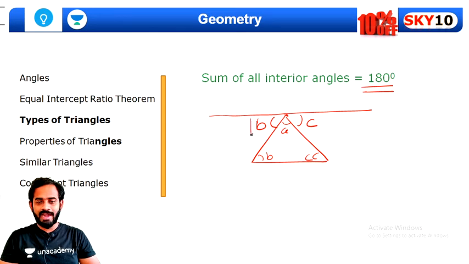And if we add all the angles, we can see that they are all linear angles. So A plus B plus C, their summation will be 180 degrees because all the angles are linear angles. So the interior angle summation for a triangle is always 180 degrees. Remember this, okay?